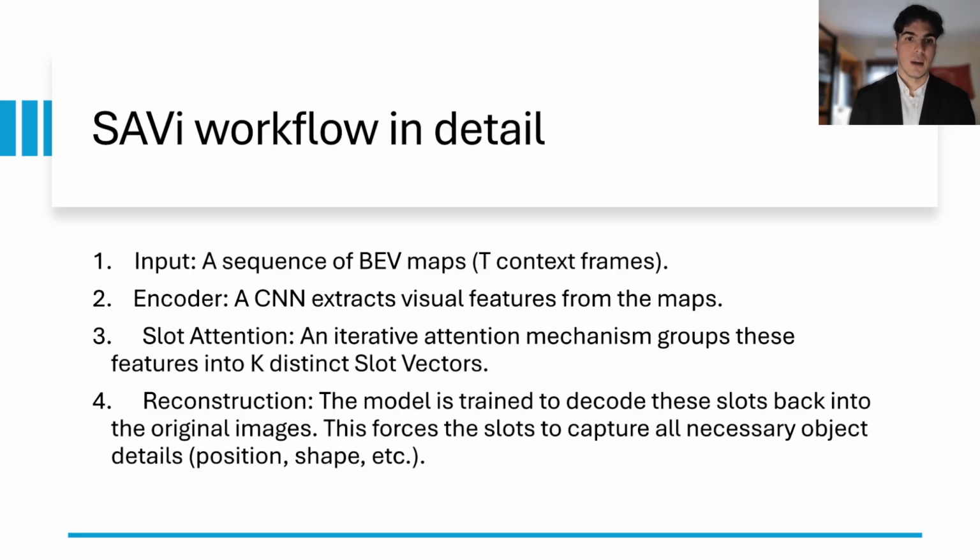SAVi workflow in detail. So, let's see how this works. Input: we take a sequence of ground truth maps over time. Then the encoder, which is a CNN that extracts visual features. And then we define slot attention, which is the core mechanism. It uses iterative attention to group these features into K distinct slot vectors. And now for reconstruction: the model is trained to decode these slots back into the original images. This reconstruction loss is what forces the slots to be meaningful. To reconstruct a moving car correctly, the slot must capture its position and velocity, even though we never explicitly gave it those labels.